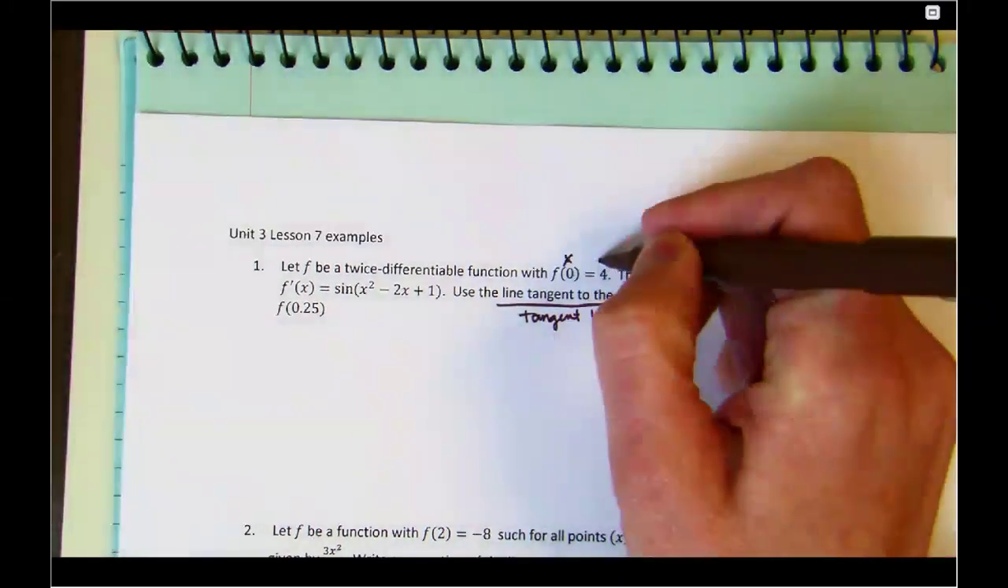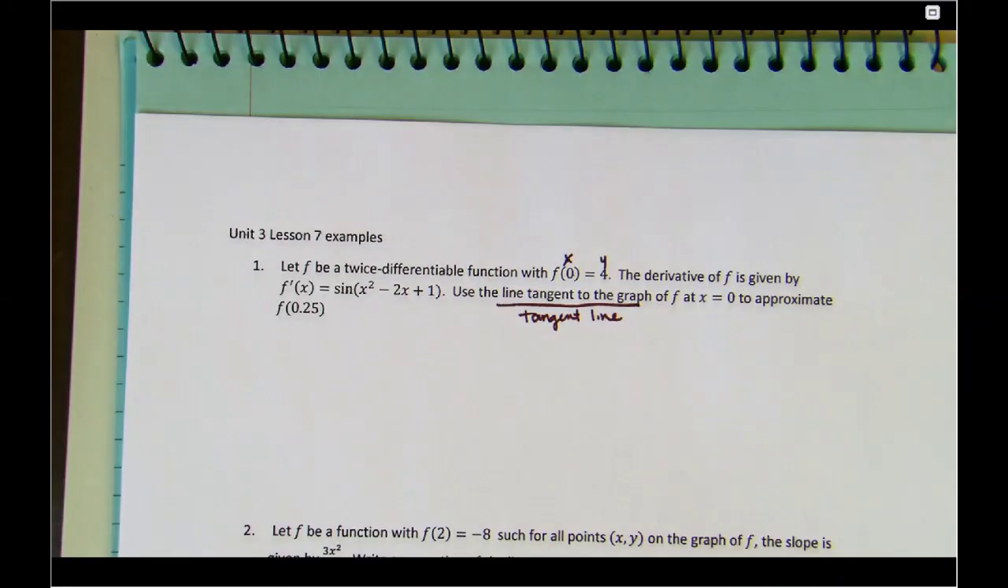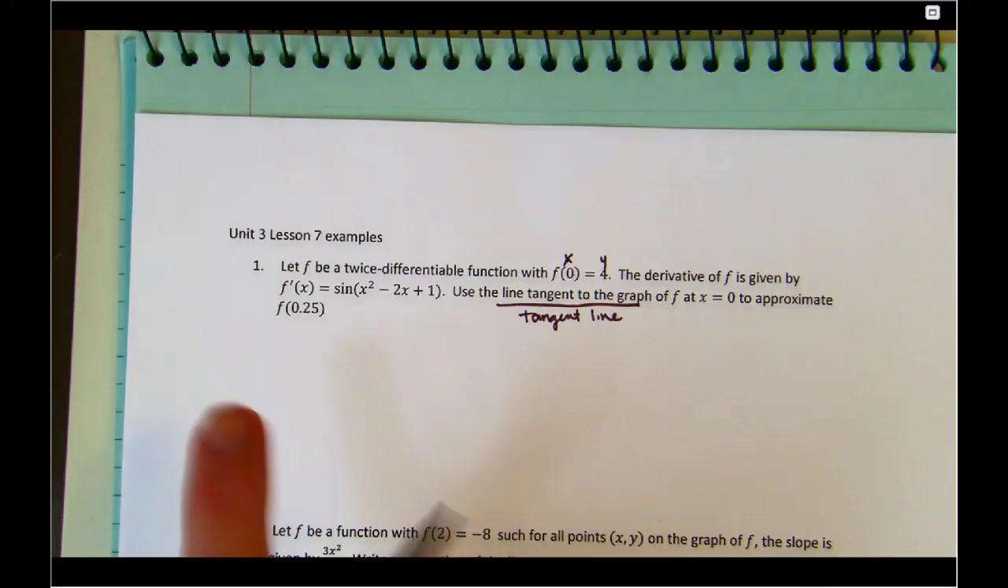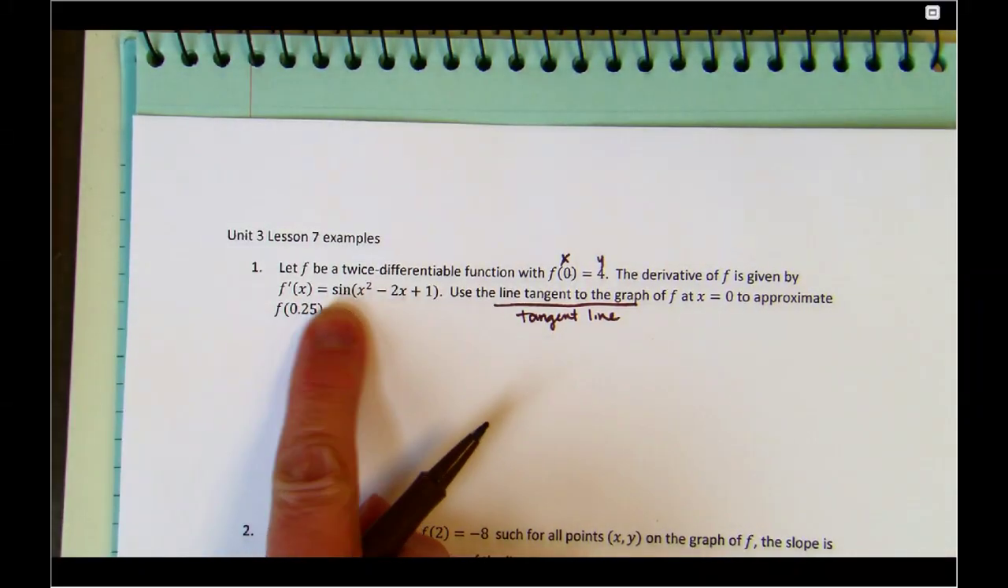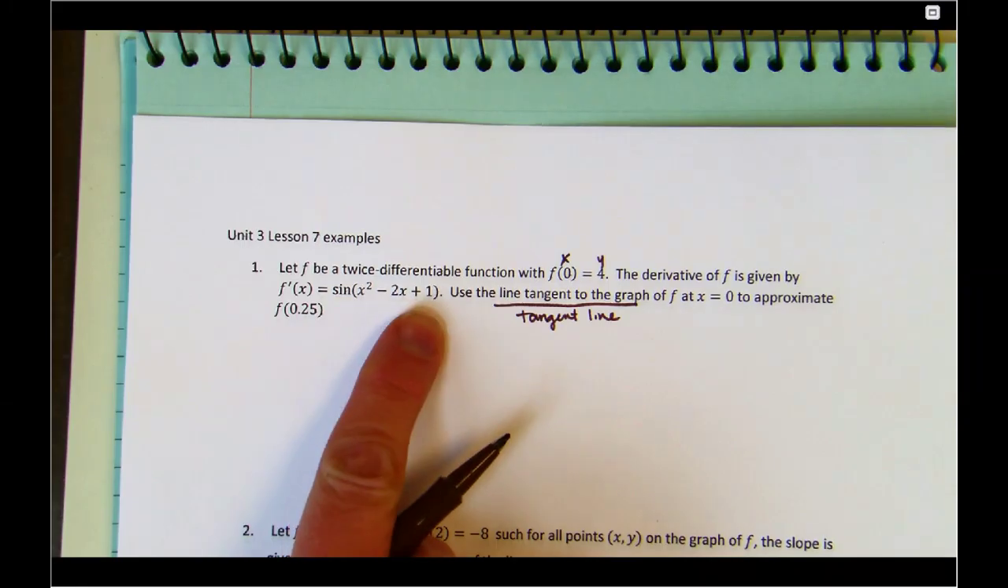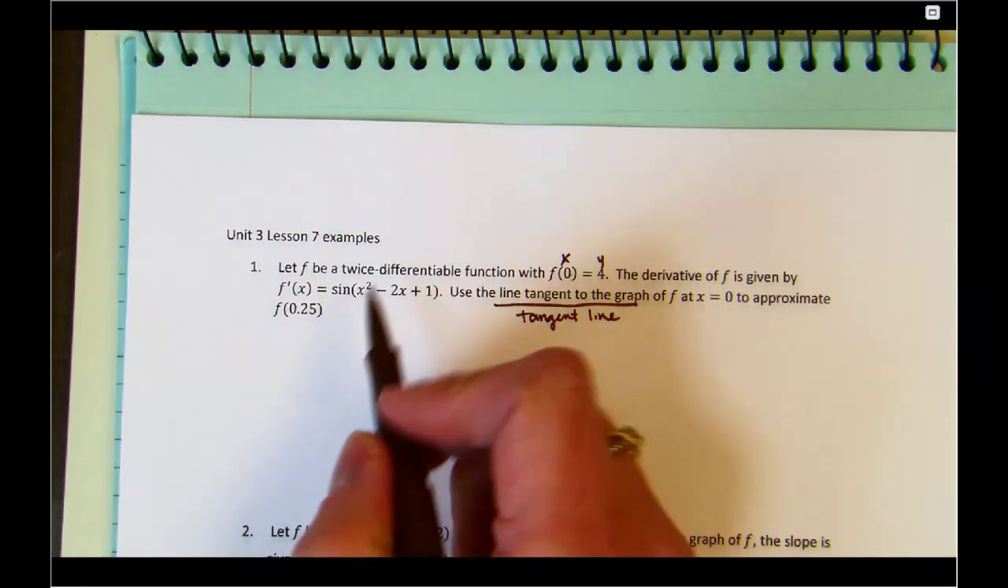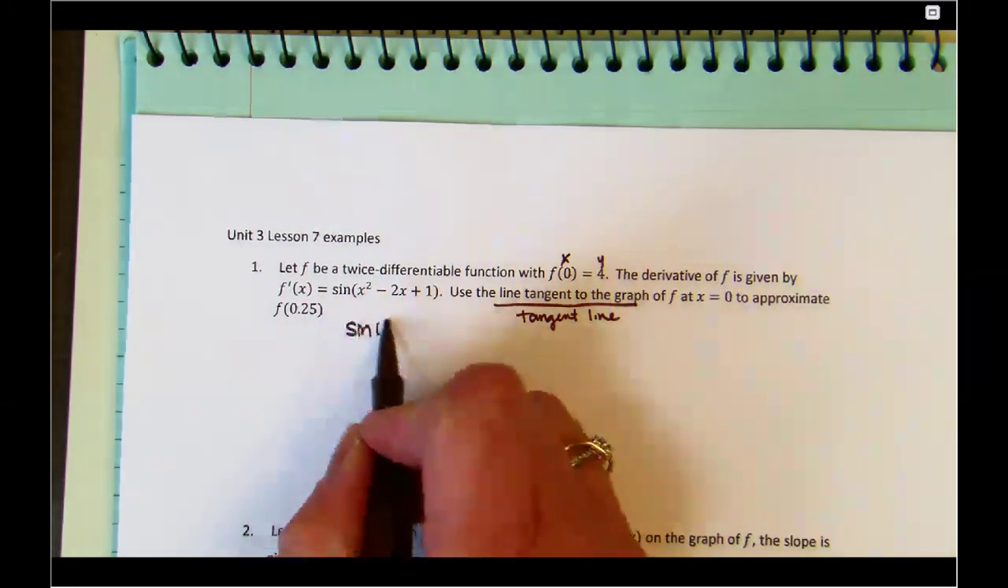This is x, this is y. So you got x and y. All you gotta do is find the slope, and that's about the easiest thing to do here. You have f prime. So literally, just plug it in. So you end up with the sine of 1, which is a decimal. Okay, what's the sine of 1?